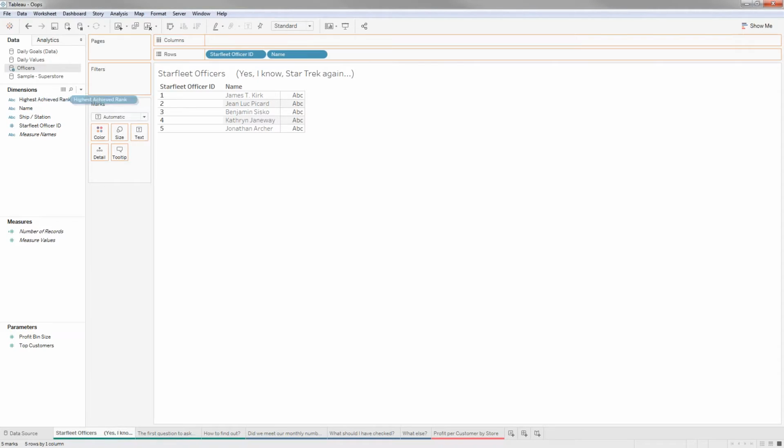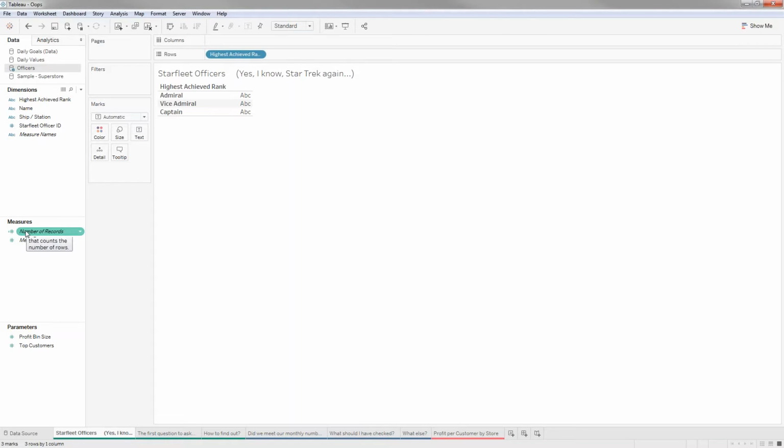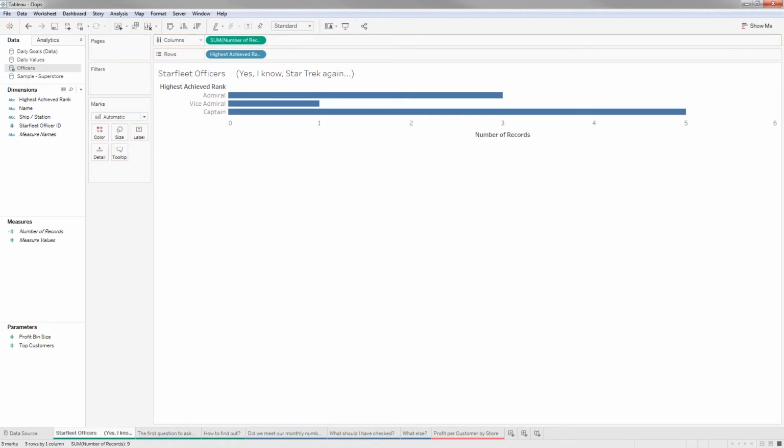And then I see here that I've got the highest achieved rank by that individual, and that's what I'm most interested in today. So not so much the name or the ID, but I'm going to look at just the ranks, and I just want to know how many officers held that rank. So if I take my number of records and pull that over to columns, I get a nice bar chart, and I can see 5 captains, 3 admirals, 1 vice admiral, and that's actually pretty interesting.